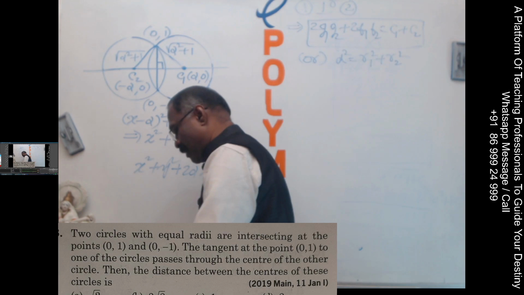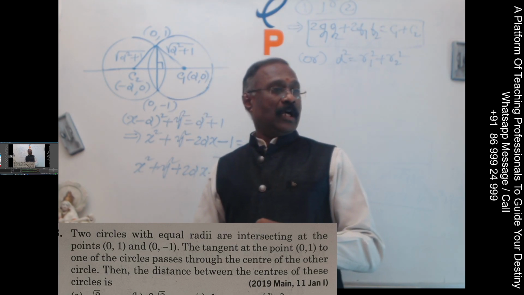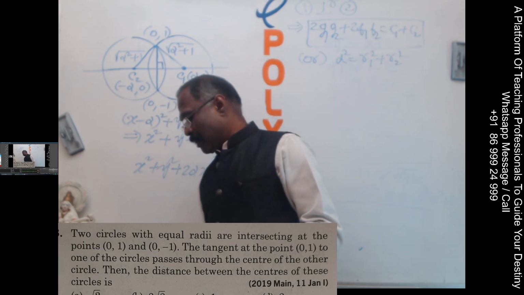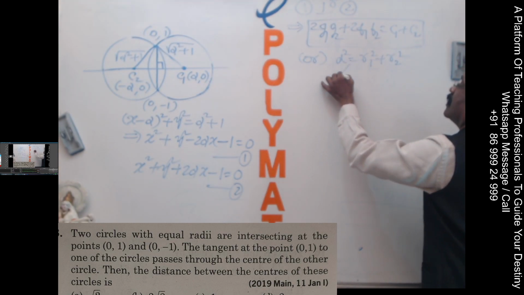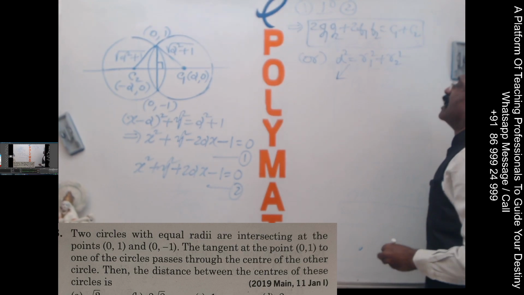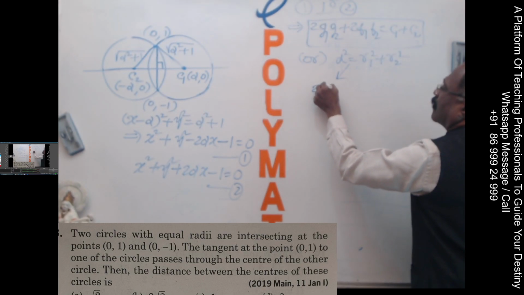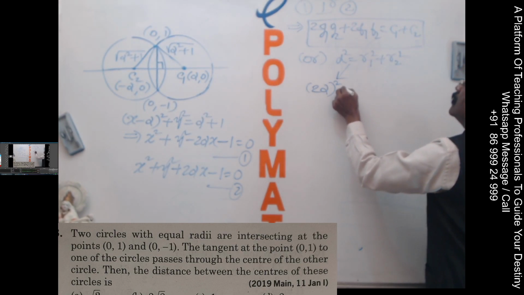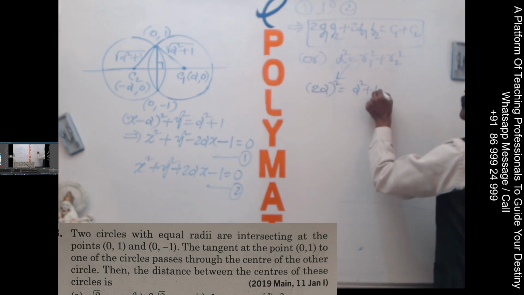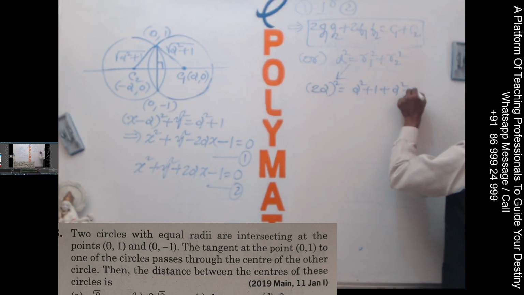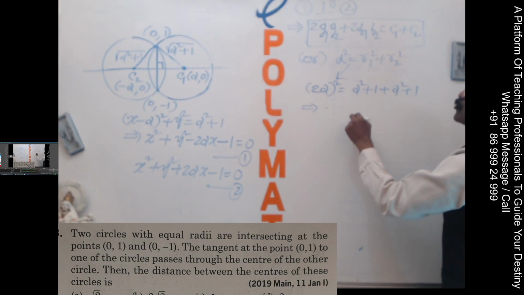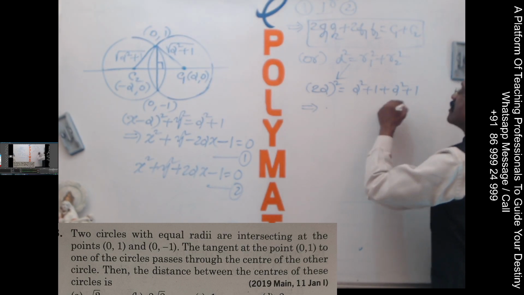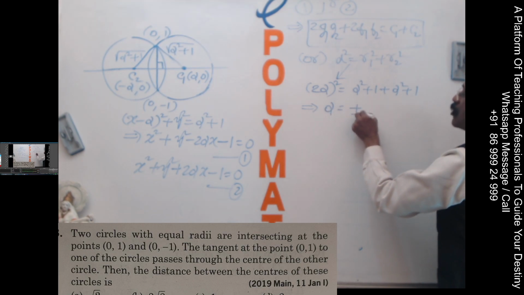After getting the value of alpha, what is the question given? You have to find out the distance between the centers, 2 alpha. So now I am using this. What is d square? 2 alpha whole square is equal to r1 square plus r2 square, which implies that 4 alpha square is equal to 2 alpha square plus 2, so 2 alpha is equal to plus or minus 1.